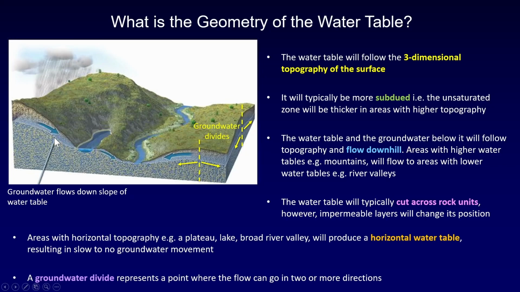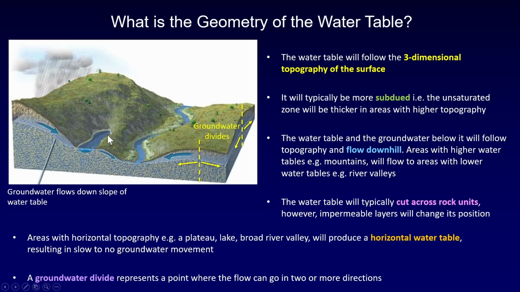Now, in terms of the water table itself, it will typically cut across rock units. However, if it meets an impermeable layer of rock, the water table will obviously have to change its position or stop. So in this case, you can see that the water table is not meeting any impermeable layers of rock, so the flow is not restricted. You will notice that the water table itself, though, is actually coming out onto the surface here, and over here, and down here as well.